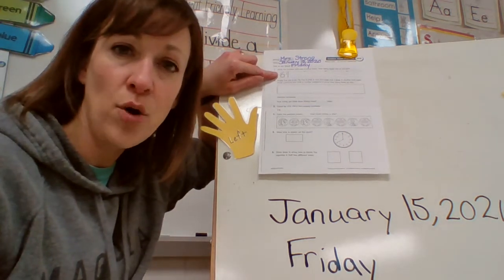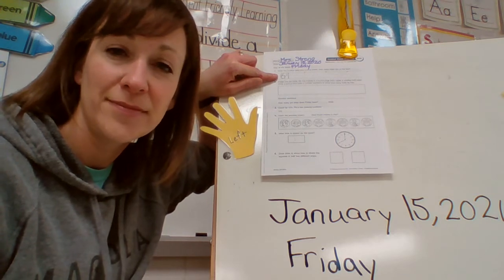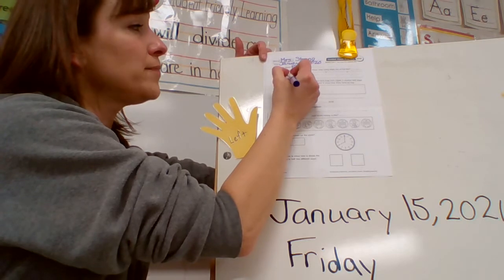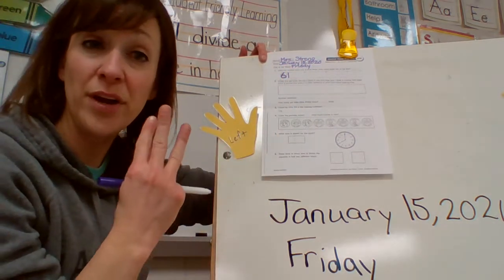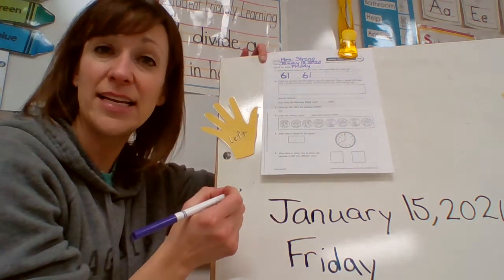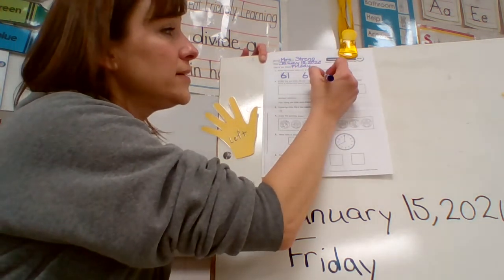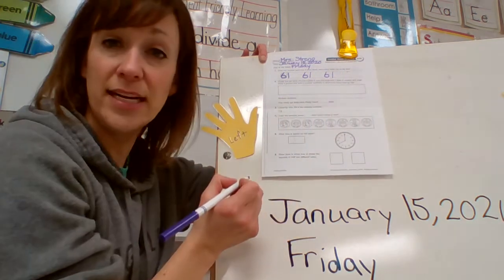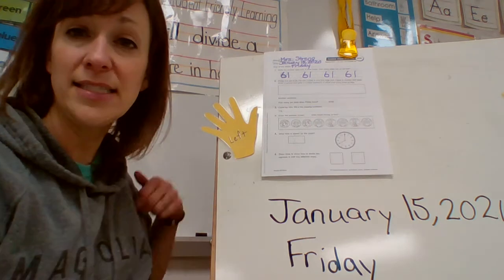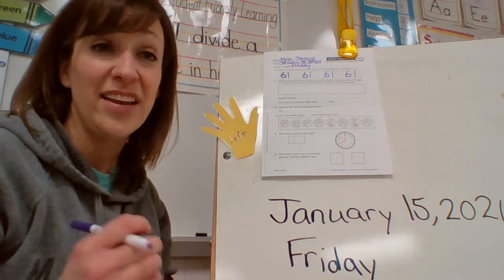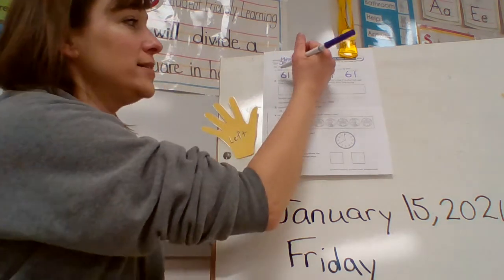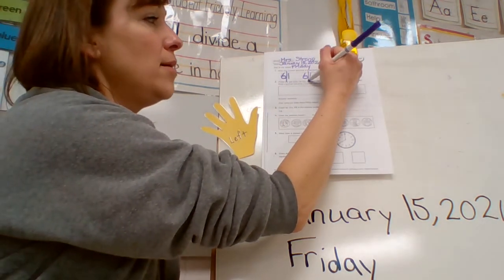What number do you see at the top of our paper? It has a 6 and a 1 on it. Yeah, 61. So we're going to trace that, and then we're going to write it 3 more times, it says. 6 and a 1 says 61. Now, we're not going to forget this time to divide your 10s and your 1s on this number.